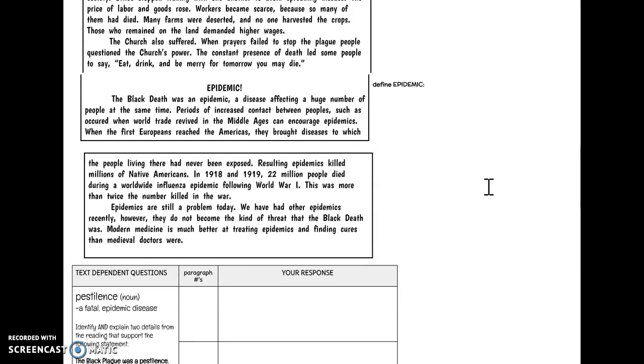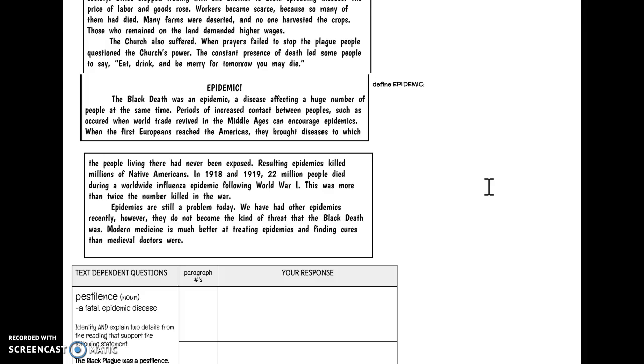Epidemic. The Black Death was an epidemic, a disease affecting a huge number of people at the same time. Periods of increased contact between people, such as occurred when world trade revived in the Middle Ages, can encourage epidemics. When the first Europeans reached the Americas, they brought diseases to which the people living there had never been exposed. Resulting epidemics killed millions of Native Americans. In 1918 and 1919, 22 million people died during a worldwide influenza epidemic following World War I. This was more than twice the number killed in the war.